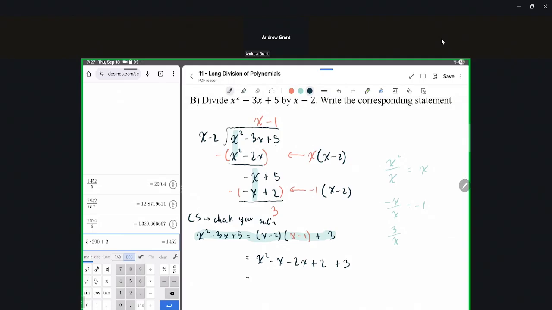And so we have an x squared left over. Negative x minus 2x is negative 3x. 2 plus 3 is 5. And so we can see that the left side is equal to the right side.